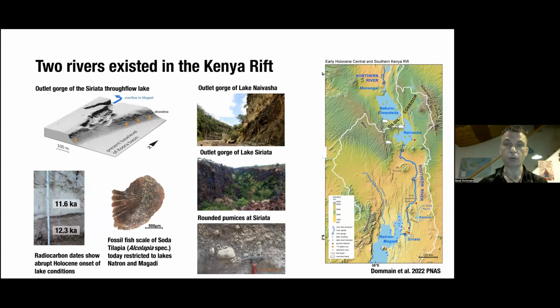These rounded pumices show that they were fluvially transported towards the south, and probably the most spectacular manifestations of these past rivers are these outlet gorges. One here, the Onyorova Gorge south of Lake Naivasha, and then this gorge at Lake Siriata, between Lake Siriata and Lake Magadi. So there's abundant field evidence that rivers existed there, both geomorphological, geochronological, and biological.